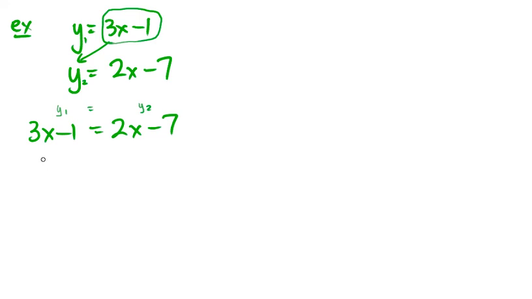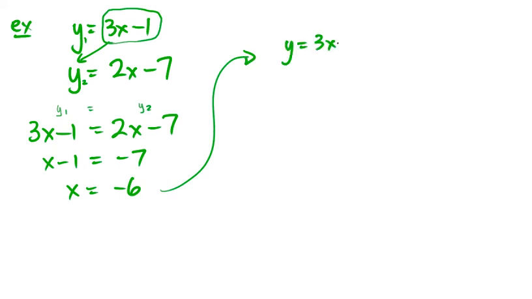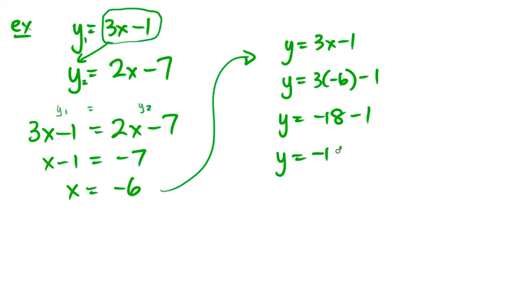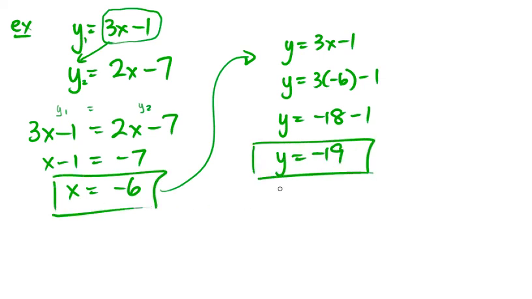Subtract 2x from both sides, add 1 to both sides, and then you still have to do the back substitution. So choose one of your equations, substitute in your x value, and calculate to get a final answer, where x = -6 and y = -19.